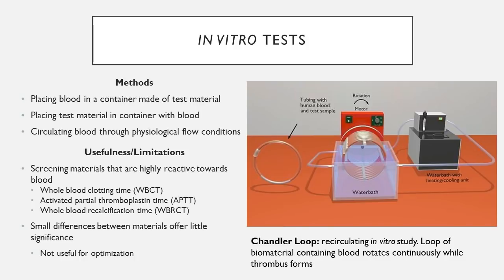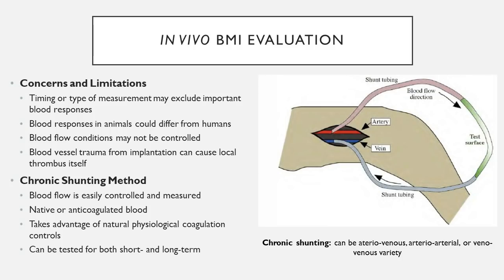Some of the things that we will look for are parameters such as the whole blood clotting time, the activated partial thromboplastin time, or the whole blood recalcification time, in which we use blood that's treated with a certain calcium chelator, like I mentioned in the anticoagulants part before, and then we recalcify it to see at what point it finally coagulates. Now, before moving on to some of the in vivo BMI evaluation tests, I'll first cover a few concerns and reiterate some of the limitations of these type of tests.